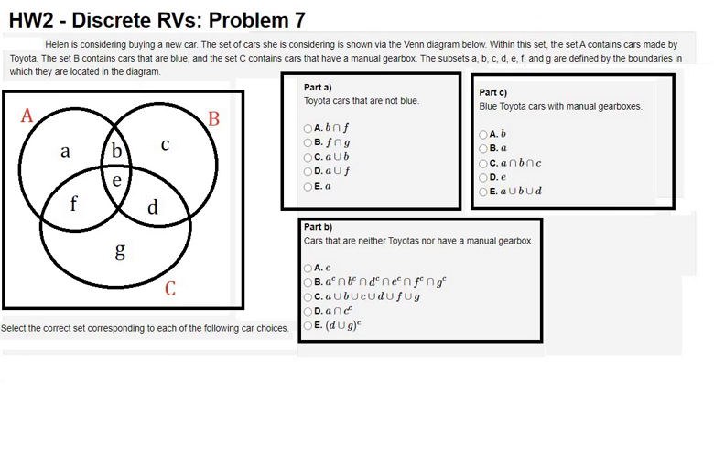So let's write out: A is the Toyota cars, so this is the set for Toyota cars. And this is the blue cars, and this is the manual gearbox cars. So, Toyota cars that are not blue. Toyota cars are A, B, E, F. Out of these cars, A and F are not blue, B and E are blue. So A union F is the non-blue Toyota cars.